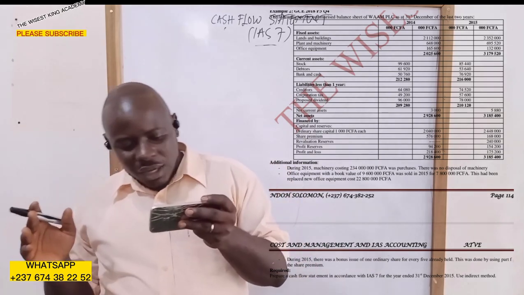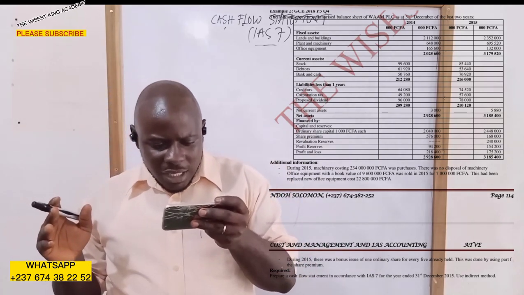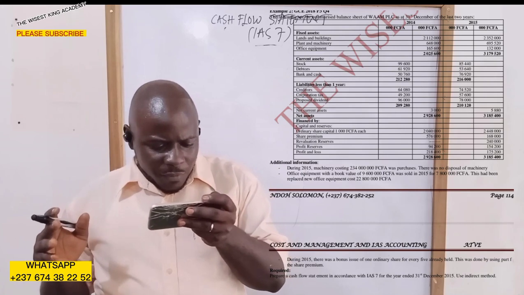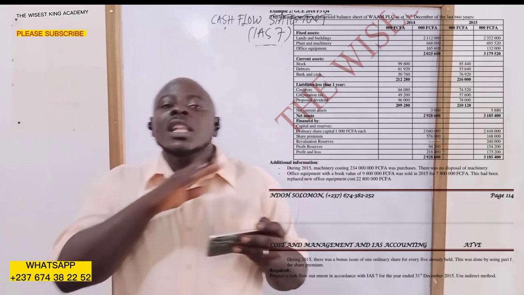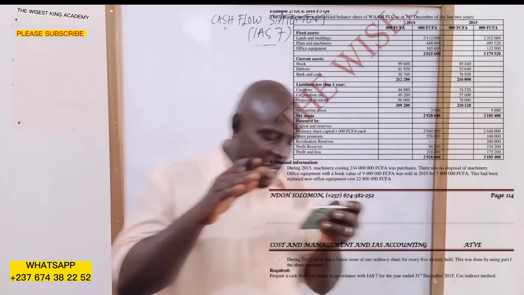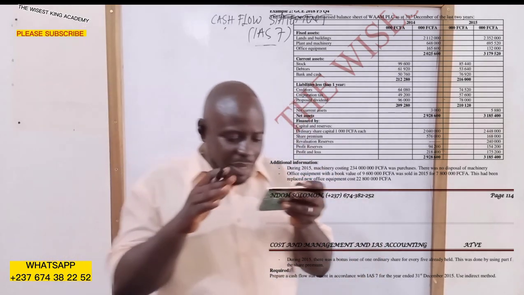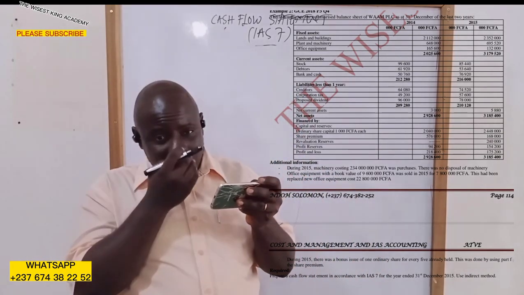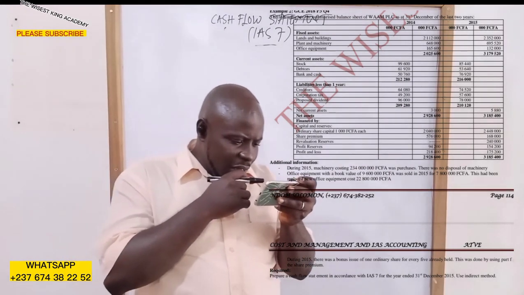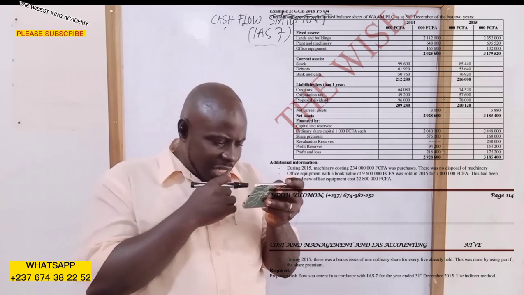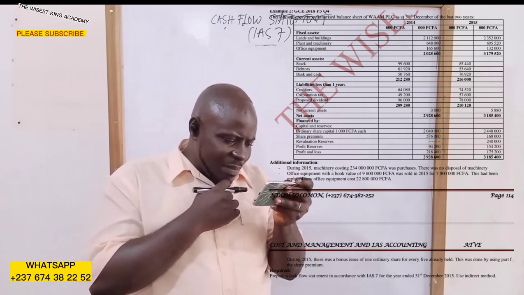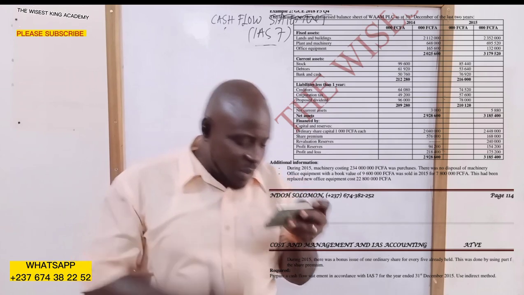We have that of 2014 and that of 2015. Now we have a revaluation reserve. There was no revaluation reserve in 2014, but there is a revaluation reserve of 240,000 in 2015. Now we have profit reserve. Profit reserve, there's actually an increase, and there is a profit and loss, which is actually retained profit.